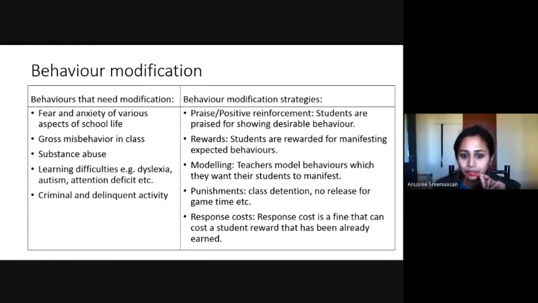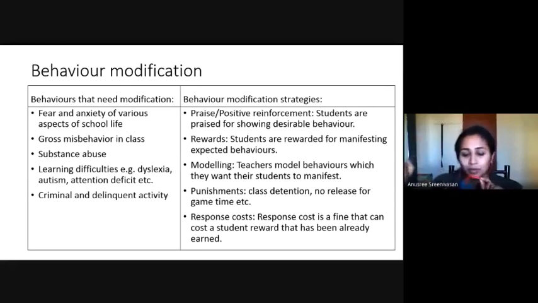Another strategy is rewards. You can give them rewards. Students are rewarded for manifesting expected behaviors. So, for younger children, you can give them points, like you make them into groups and then give them points, like, oh, this group is good today. You have answered this question, so give them 1 mark on the board, as rewards.